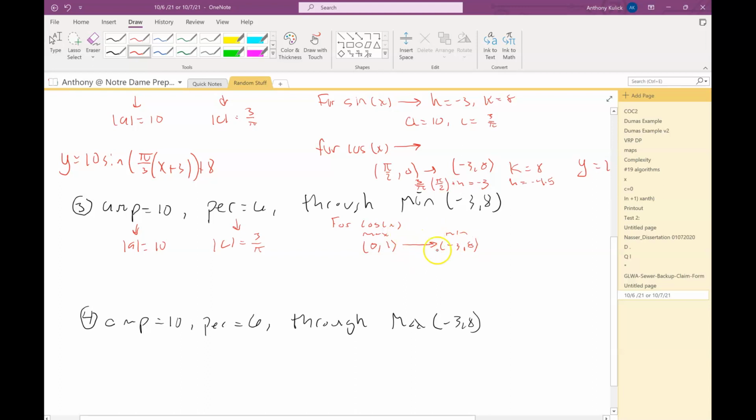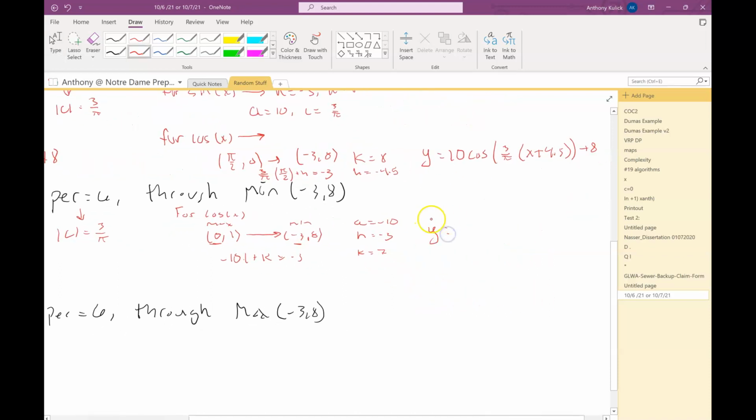So because we're going from max to min, I need my negative value for a. 0 is going to negative 3, so my h is negative 3. And then I have a times 1 plus k should give me negative 3. So if I add 10 to both sides, I get k is 7.